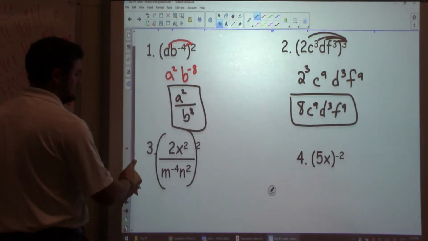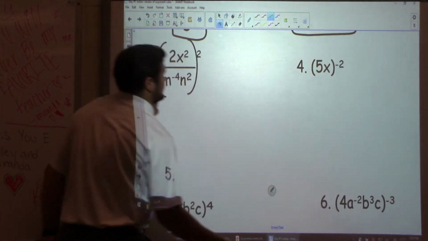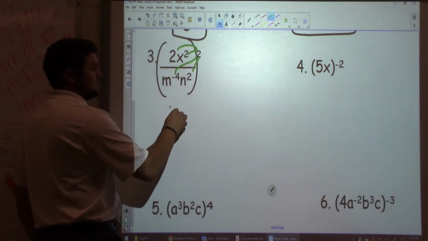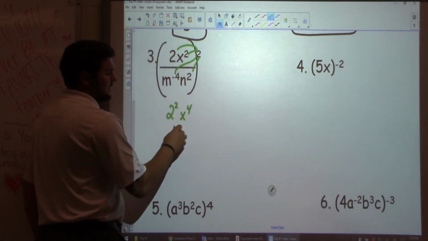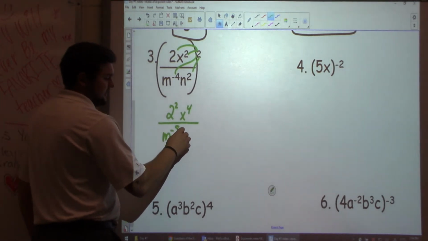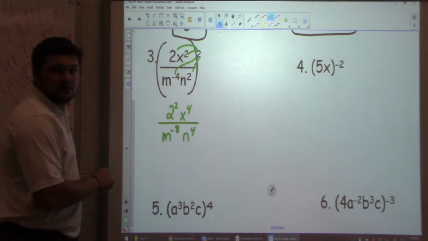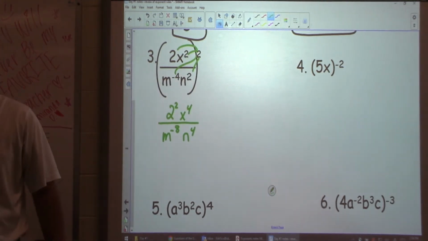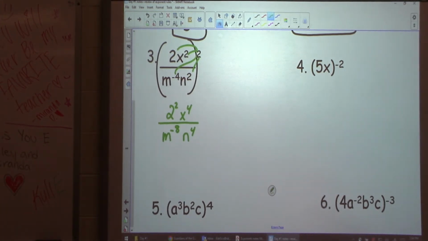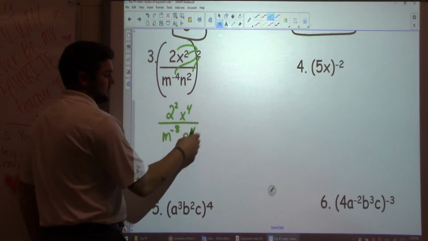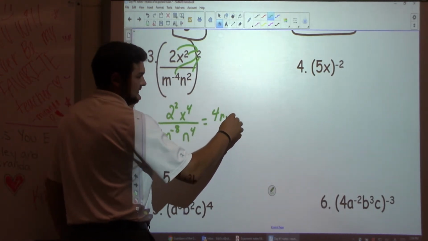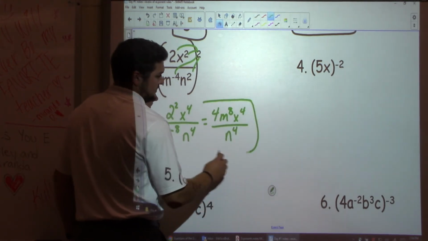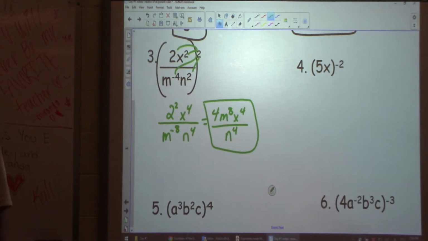Alright, number 3. This 2 is being distributed to all of my pieces on top and on bottom, and I'm multiplying the exponents. 2 squared x to the 4th over m to the negative 8th n to the 4th. Right? 2 times 2 is 4. Negative 4 times 2 is negative 8. 2 times 2 is 4. Then simplify it with your 2 and change your negative exponent, bring it to the top. 4 m to the 8th x to the 4th over n to the 4th. And that should be your final answer. Okay?